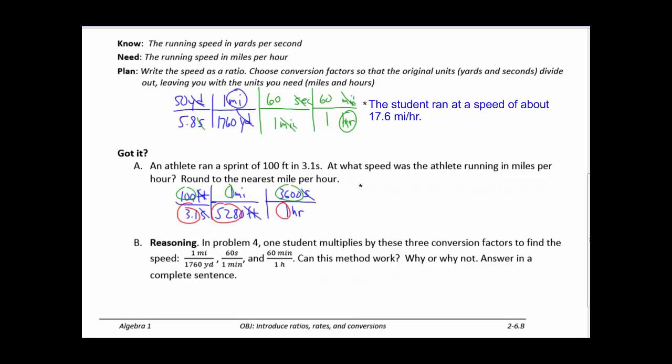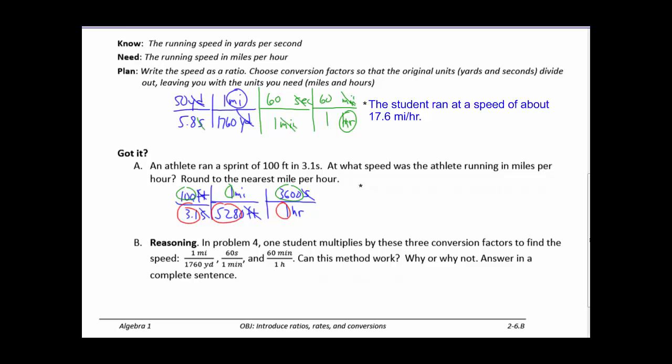Welcome back. Let's check the A. An athlete that can sprint 100 feet in 3.1 seconds. At what speed was the athlete running in miles per hour? So we need to change feet to miles and seconds to hours. So we start with 100 feet over 3.1 seconds. The conversion: in 1 mile, there's 5,280 feet. So there's our first conversion.